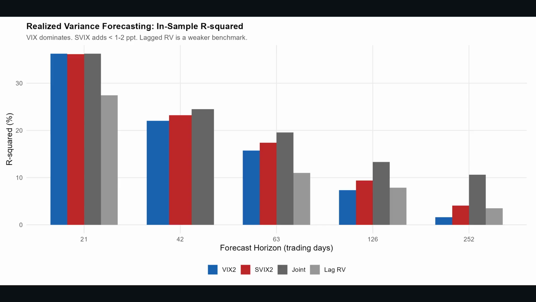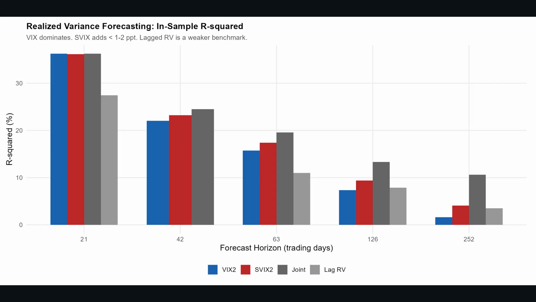Okay, look at short-term volatility forecasting, like 21 trading days. VIX and SVIX are functionally identical. Out of sample, they both hover around a 36% R-squared. SVIX adds nothing at the short end, which tracks with what we just saw.